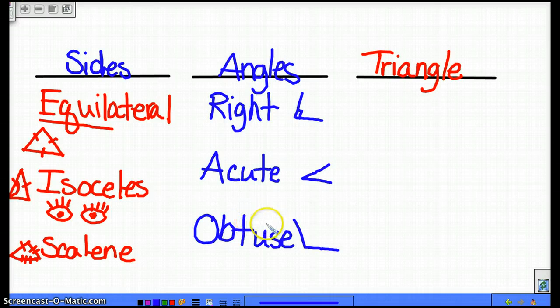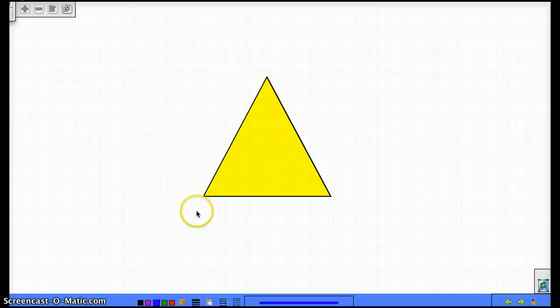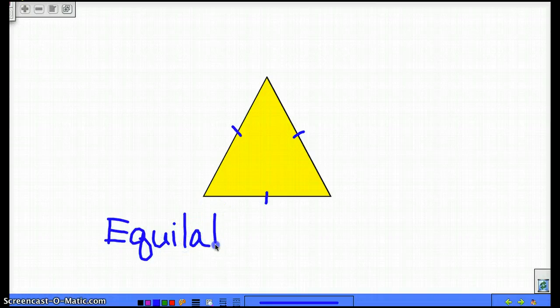So let's analyze a couple of these triangles. You can see this triangle here. As it is, we're not for sure what kind of sides it has. So we either have to have measurements on each side, or these marks showing like this, which show that this side is the same size as this and this. So if we know that all three sides are the same, we would call this an equilateral triangle for the first name. Now we have to come up with the middle name.